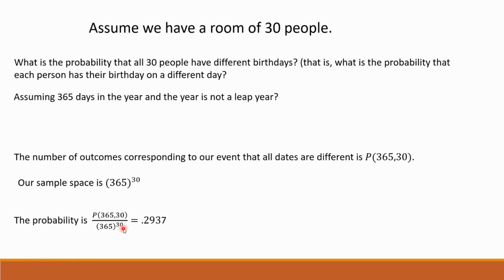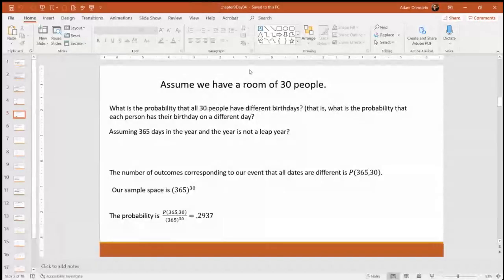Could you calculate P of 365, 30 without writing all of the numbers? You mean the numerator? Yeah. Okay, I'll show you. You could use the factorial formula, but let me get to the Desmos calculator. I thought it wasn't sharing. Let me share it actually.